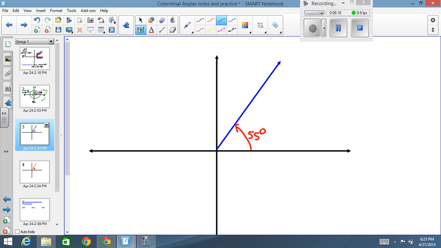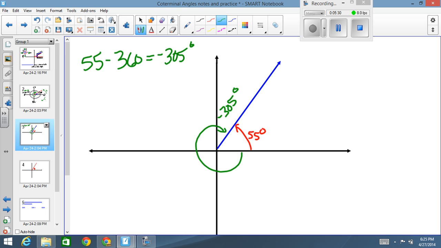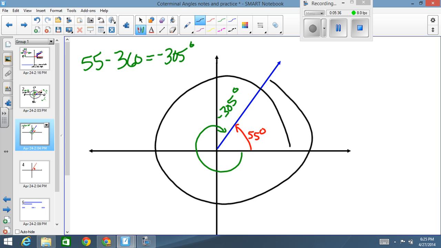55-degree angle. So if I start here and I go around this way, what's the degree measure? Well, if I just do 55 minus 360, that's going to leave me with a negative 305. So I know this is a negative 305-degree angle. Whereas if I start here and I go positive around once and back to that terminal side, well, that's going to be 55 plus 360, which is a 415-degree angle. So that thing's 415 degrees.